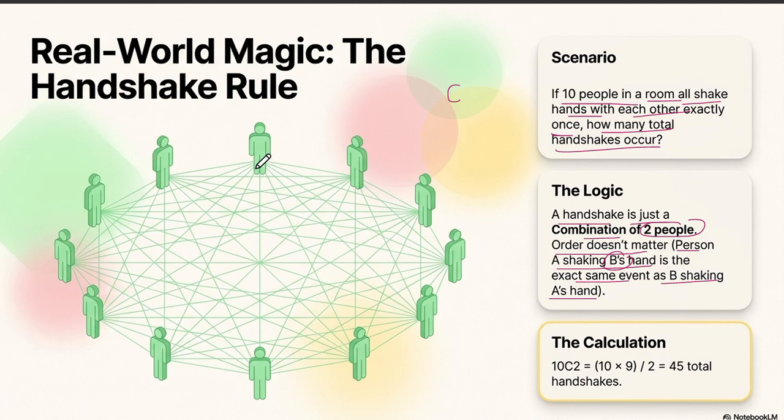Total how many people are there? 10. For one handshake they require 2 hands, correct? So 10C2. Out of 10 people, one handshake requires 2. So how to solve 10C2? 10 multiplied by 9 divided by 2 multiplied by 1. If we cancel out, 2 5s are 10, so 5 9s are 45. That means a total of 45 handshakes occur in this meeting.